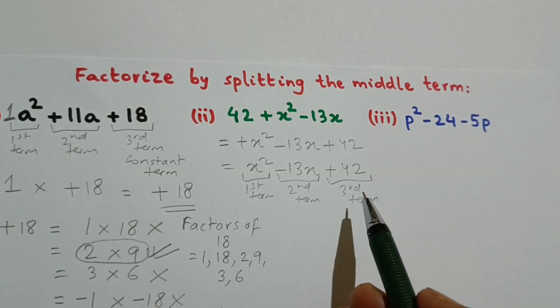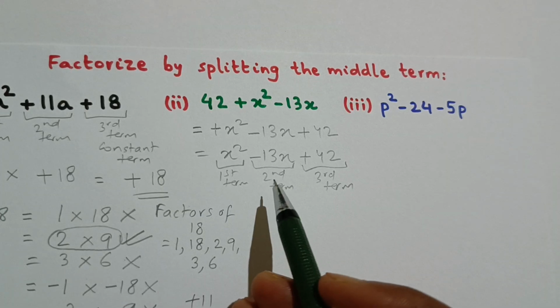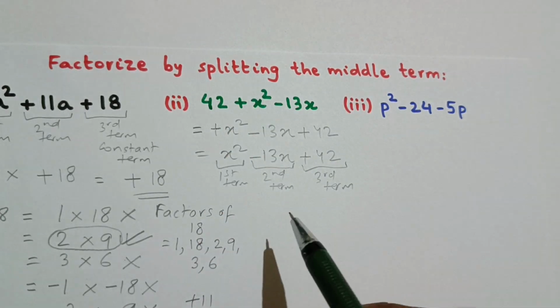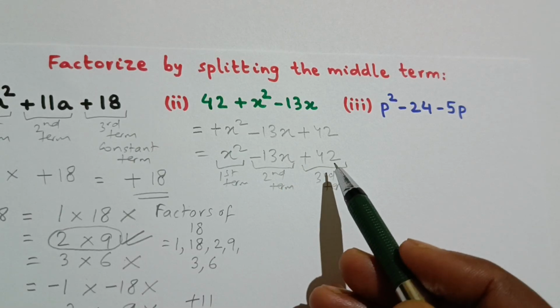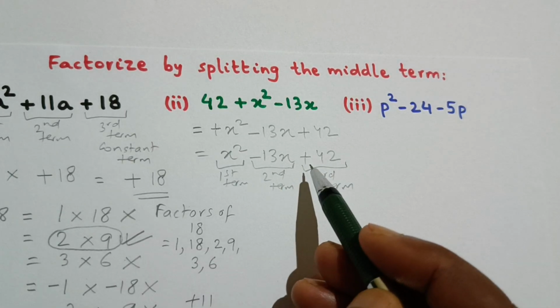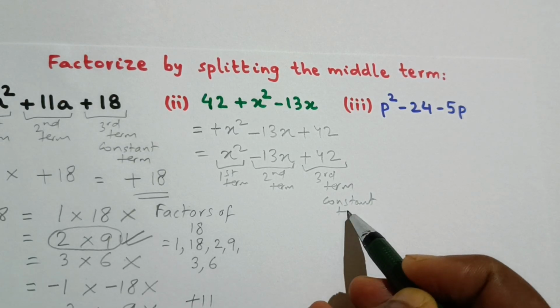So now let us solve this. We have to factorize this quadratic polynomial by splitting the middle term. So first term is x square, second term is minus 13x, third term is plus 42. And plus 42 is a constant term. Okay.